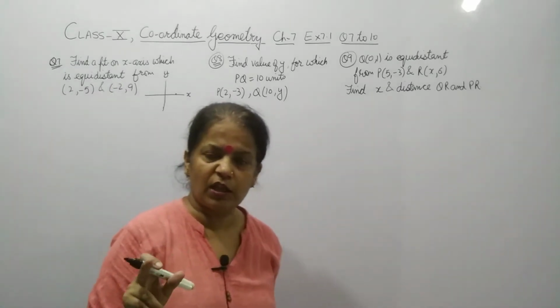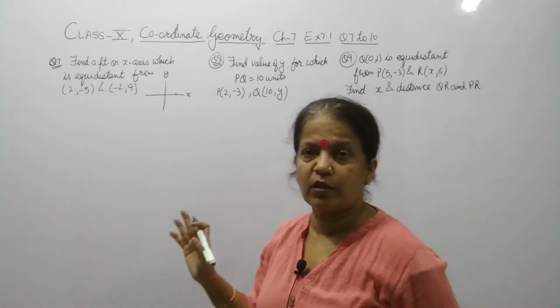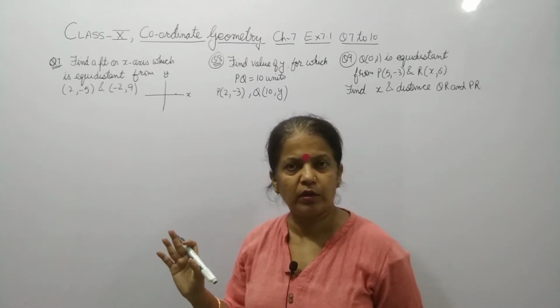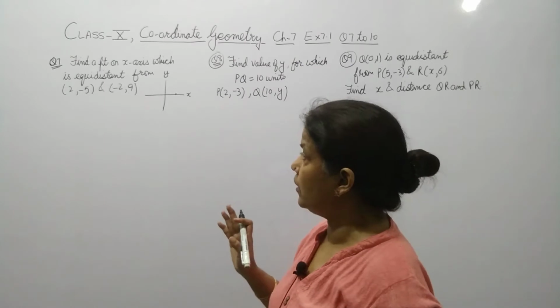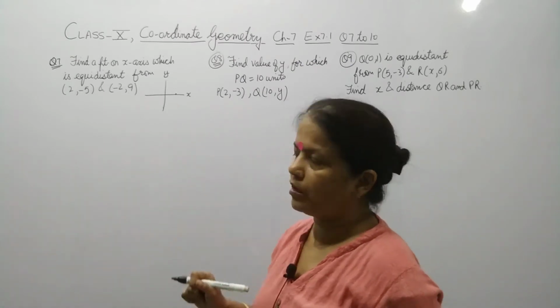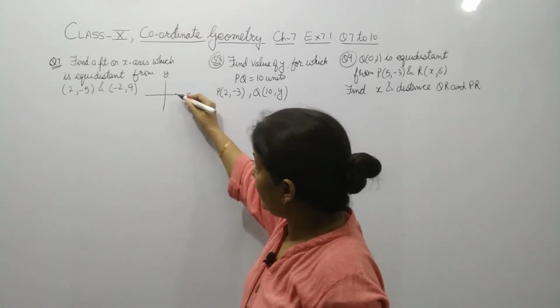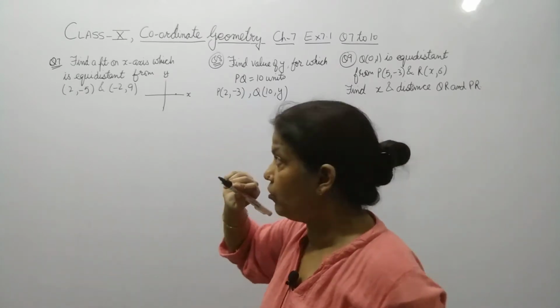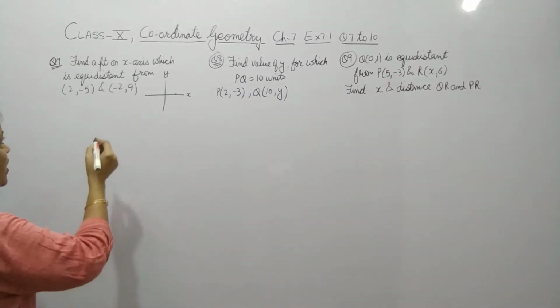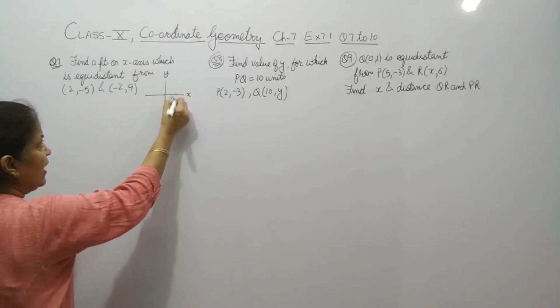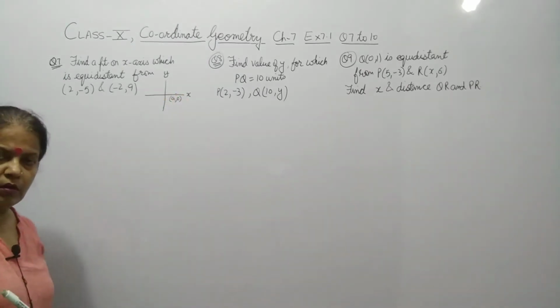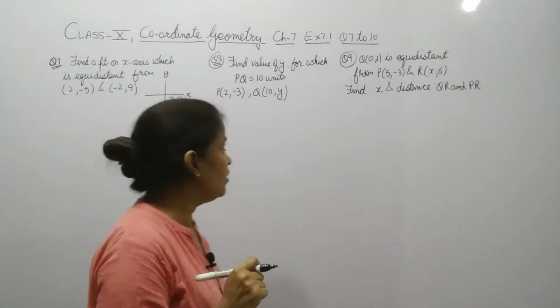So on x-axis, your y value will always be 0, isn't it? So the question is find a point on x-axis which is equidistant from this. Since on x-axis the y value will be 0, what we can do is take its coordinates as a and 0, because the y value will be 0.